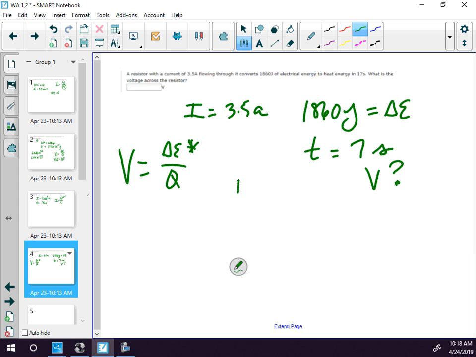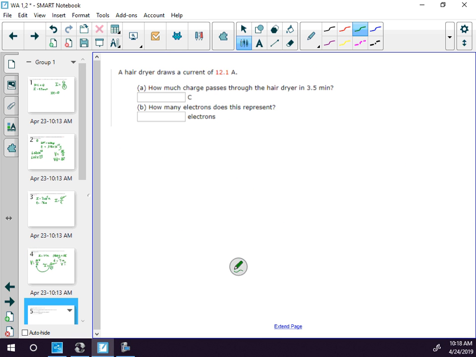But oh, look, I have this current thing going on. That's how many coulombs per unit time, and lo and behold, I know this one and I know this one, so I can solve for that one, and then I can put it over there. So it's a combination of the two formulas. That should help you out. Always start with what you know the most about, even if you're not sure where you're going with that.